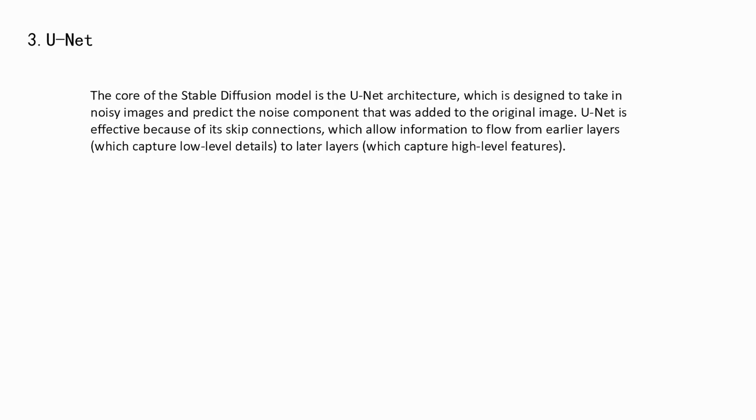U-Net. The core of the Stable Diffusion model is the U-Net architecture, which is designed to take in noisy images and predict the noise component that was added to the original image. U-Net is effective because of its skip connections, which allow information to flow from earlier layers, which capture low-level details, to later layers, which capture high-level features. Let's break it down step by step.